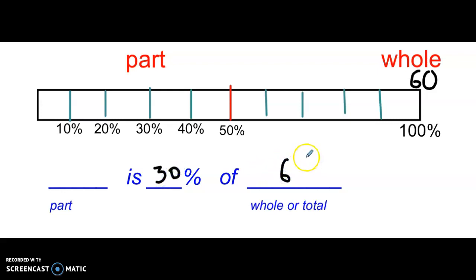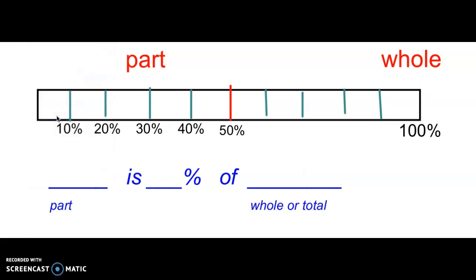There are several ways to do this. The way we practiced in class was, let's find 10% of 60. Well, we know we can move the decimal one place to the left, and 10% of 60 is 6. And then to go from 10 to 30%, we're just going to multiply by 3. So 6 times 3 is 18. So 18 is 30% of 60.